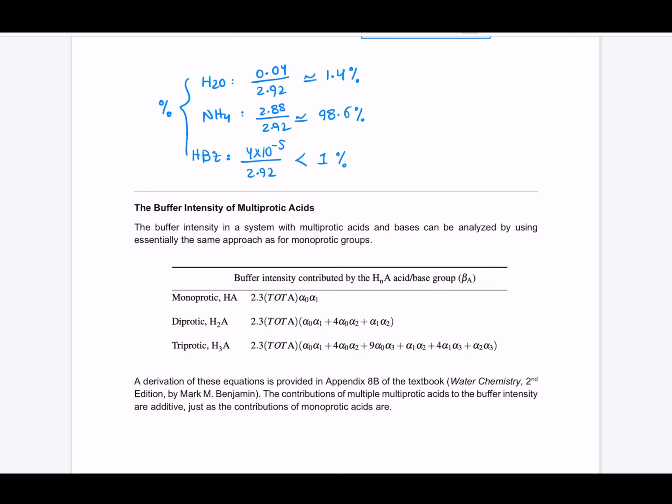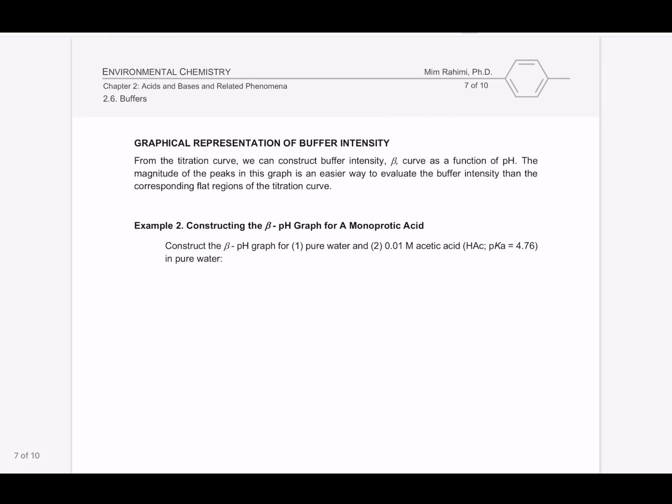So now we have the mathematical equation for how to calculate buffer intensity for individual species, and also the combined, at each pH. That was pretty straightforward, based on the contribution of the acid and the contribution of water. Now we could do a graphical representation of the buffer intensity, as I mentioned at the beginning of the lecture. This is basically a beta versus pH graph. Similar to other graphical representations, it could be a quick, easy way to evaluate the system.